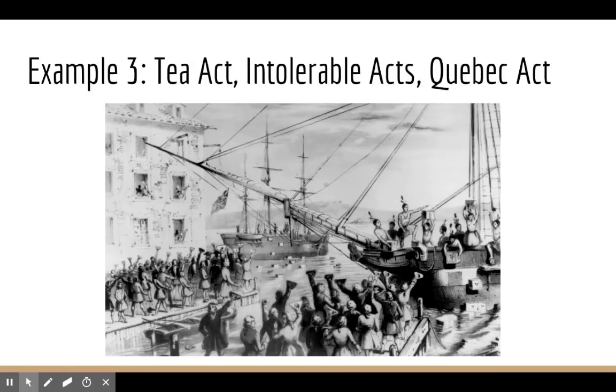And finally, the goal of the Intolerable Acts was to reestablish British control over the colonies. It was to separate Massachusetts from the rest of the colonies by punishing them and making them an example. What actually happened is it increased colonial outrage amongst all of the colonies. It brought the colonies closer together than ever before, and it led to the first Continental Congress meeting in 1774, which then leads to the decision to go to war against Great Britain.